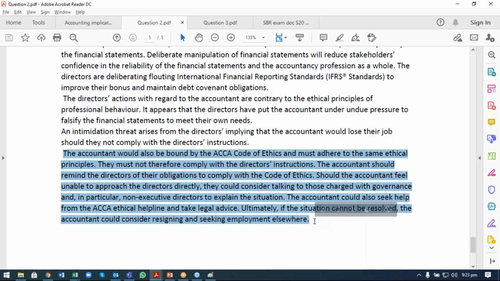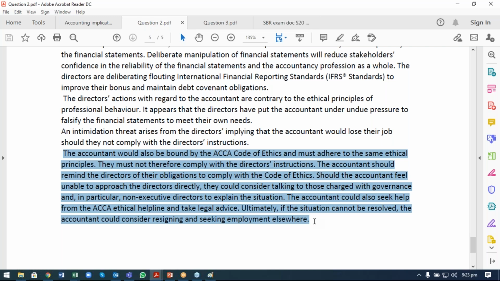Whenever the examiner asks how you are going to avoid any ethical implications, you represent yourself as a professional accountant, an ethical accountant. So the first thing is, you always need to discuss such things directly with the directors, those who have given you the instruction, and say that this is not ethical, and as I am bound by the ACCA code of ethics, I'm not going to perform such things which you have mentioned.